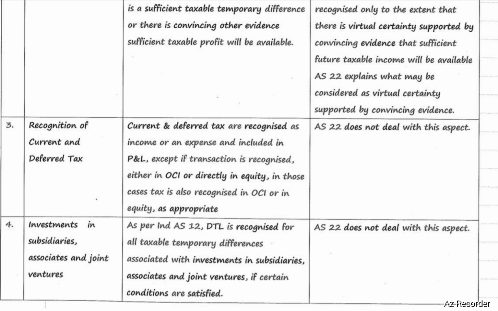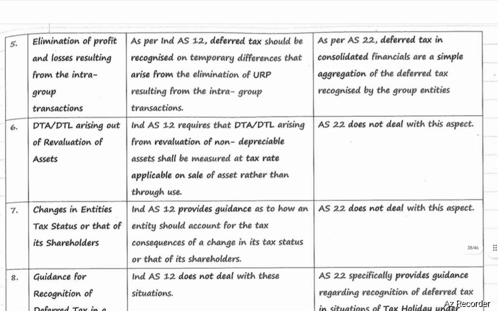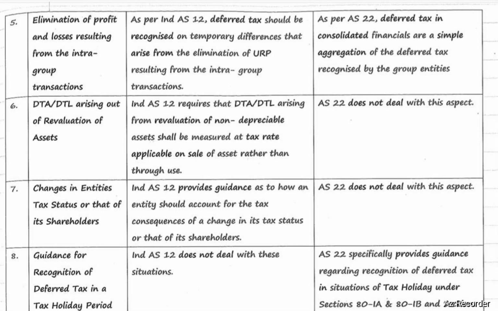Next, elimination of profit and losses resulting from intra-group transactions. As per Ind AS 12, deferred tax should be recognized on temporary difference that arise from the elimination of unrealized profits resulting from intra-group transactions. As per AS 22, deferred tax in consolidated financials is a simple aggregation of the deferred tax recognized by the group entities.